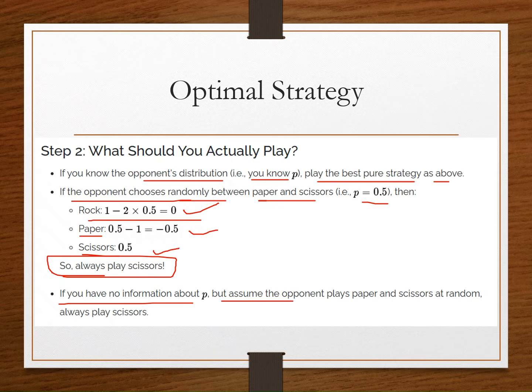If you have no information about p, assume the opponent plays paper and scissors at random. Always play scissors. So there are two cases. Either we know p, the opponent's strategy, and we can choose our strategy accordingly. If we don't know p, we assume p is 1/2, the opponent is choosing randomly, and we'll always pick scissors.